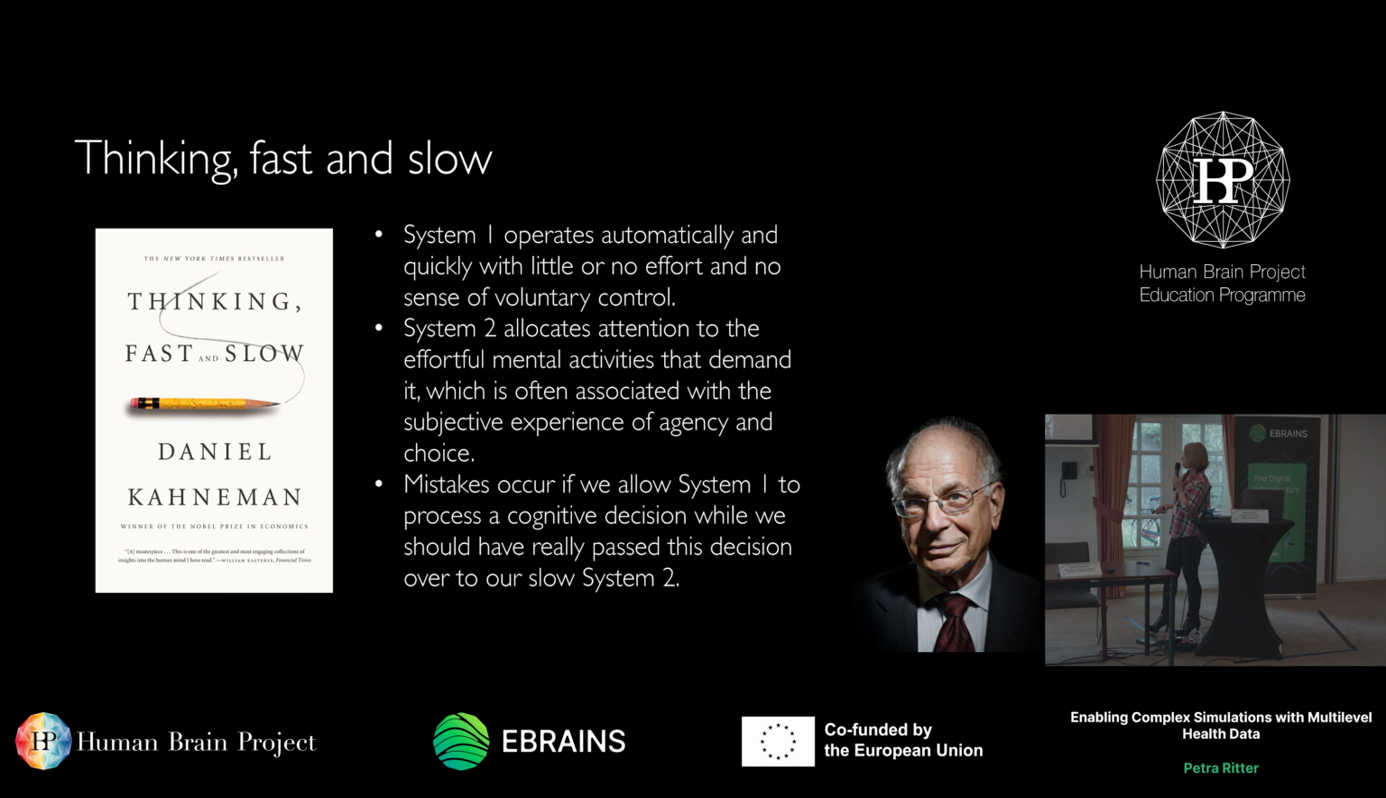And he came up with a theory that we have two systems. System 1 operates automatically, and it's for the easy decisions and easy problems, simple problems. And System 2 allocates attention and is effortful mental activity that also feels like that. It's problem solving. And I find that funny. So mistakes occur if we allow System 1 to process a cognitive decision, while we should have really passed this decision over to our slow System 2.